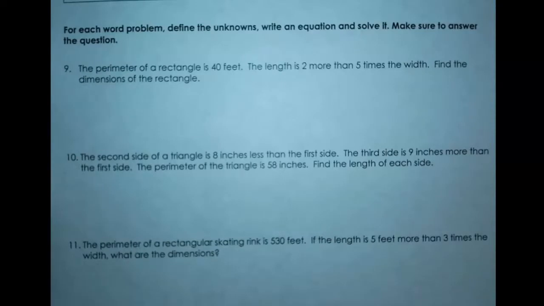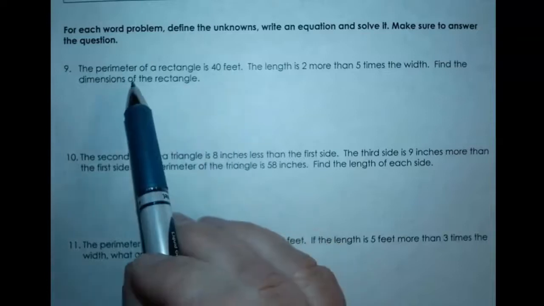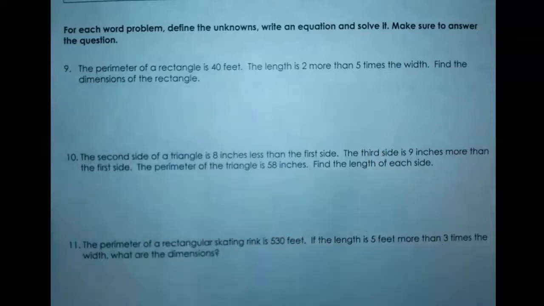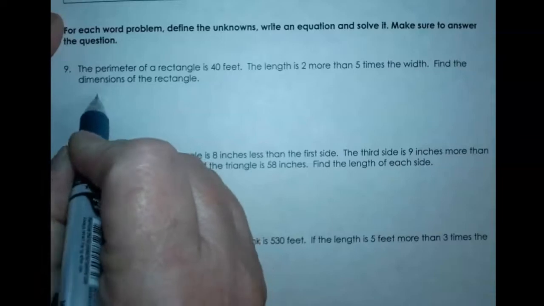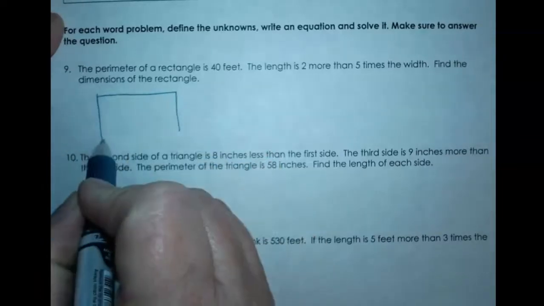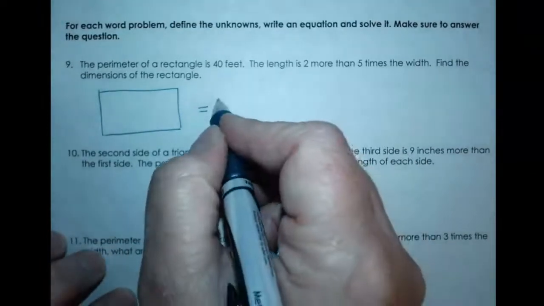Okay, so we have the perimeter of a rectangle is 40 feet. Remember, perimeter is when you add up all the sides. The length is 2 more than 5 times the width. Find the dimensions of the rectangle. So anytime they tell me a shape, I go ahead and draw it. And when I add up all the sides, that's going to equal 40 feet.